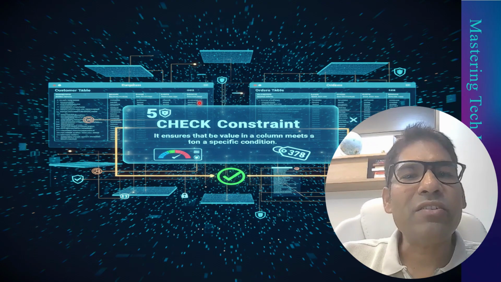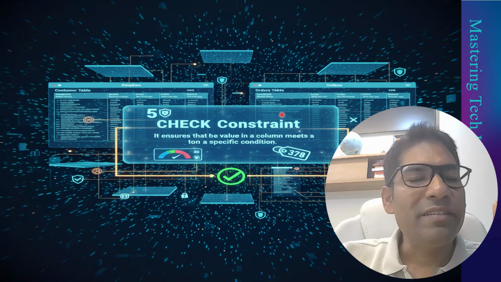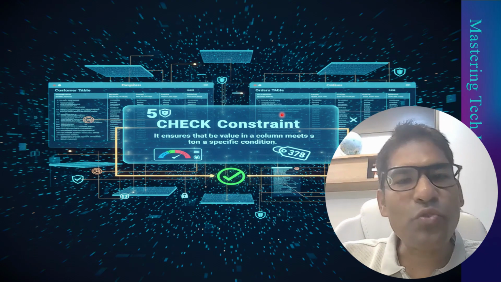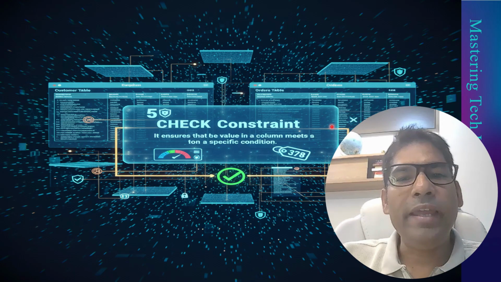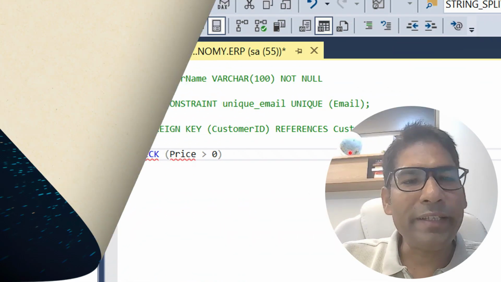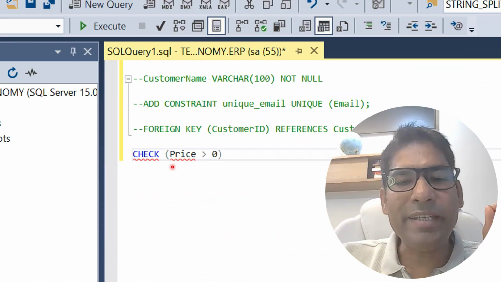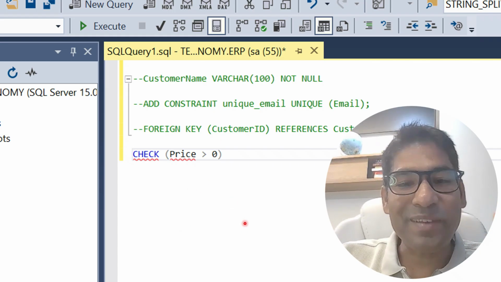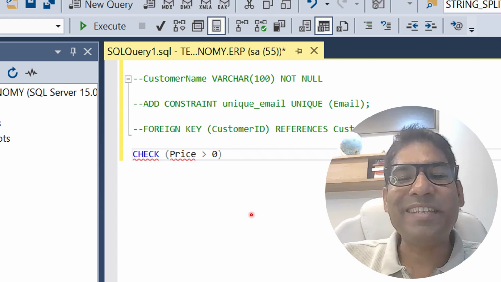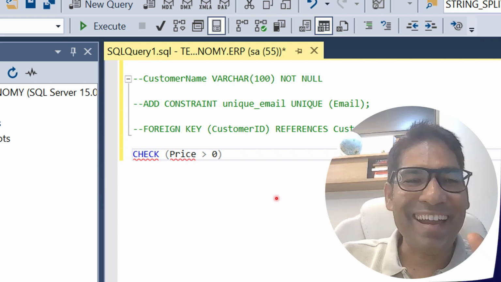5th is check constraint. The check constraint ensures values follow certain rules. For example, a product price must be greater than 0. No negative and 0 price allowed. Makes perfect business sense, right?